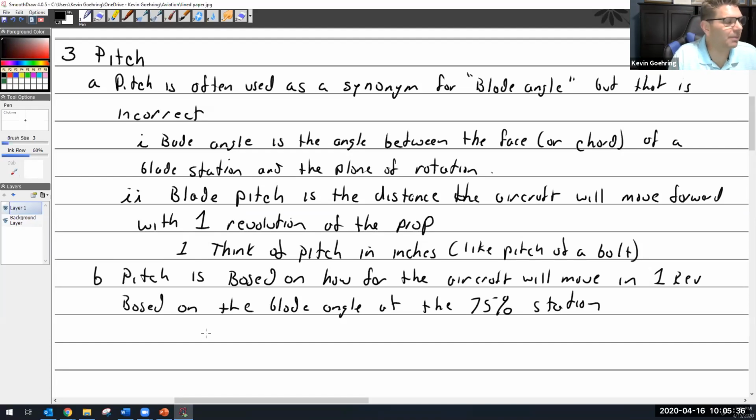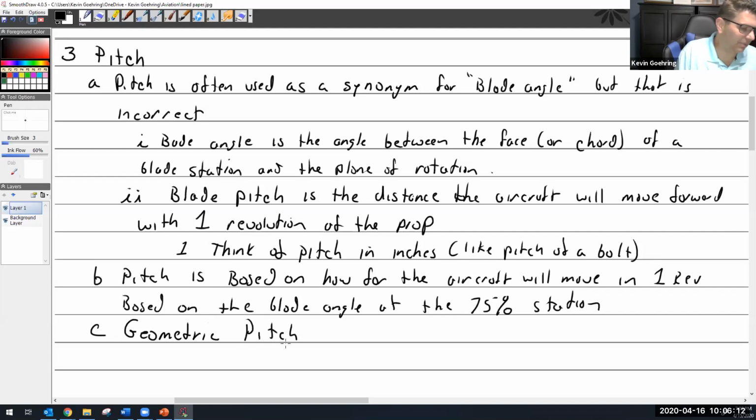So if I want to talk about the pitch of a blade, truly, I should be talking about it in inches. I shouldn't really say the pitch is 20 degrees. So it would be in inches. So A, B, C, we'll make this C. Geometric pitch.